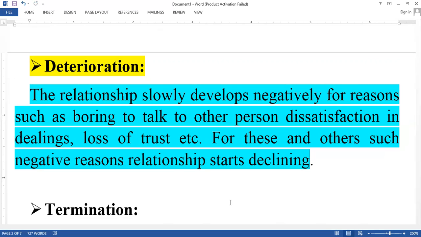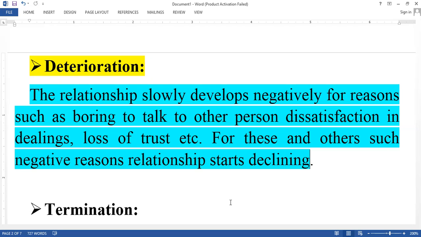Why? Because of a lot of reasons such as boredom when talking to the person, dissatisfaction in their dealings, actions and activities, and loss of trust. They are not maintaining belief or trustworthiness with each other. For these reasons they end their relationship. Slowly it gradually damages their relationship. For such negative reasons, relationships start declining. It is not developing here, it is declining.